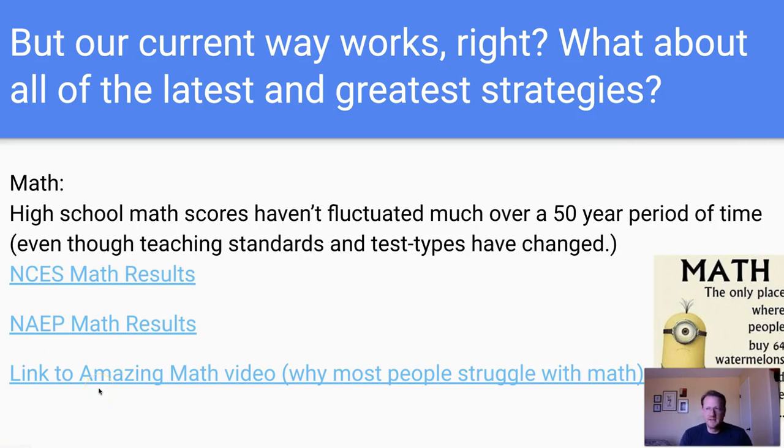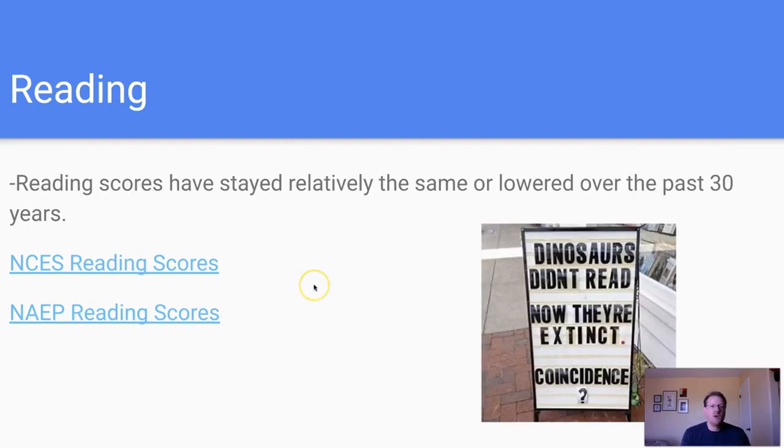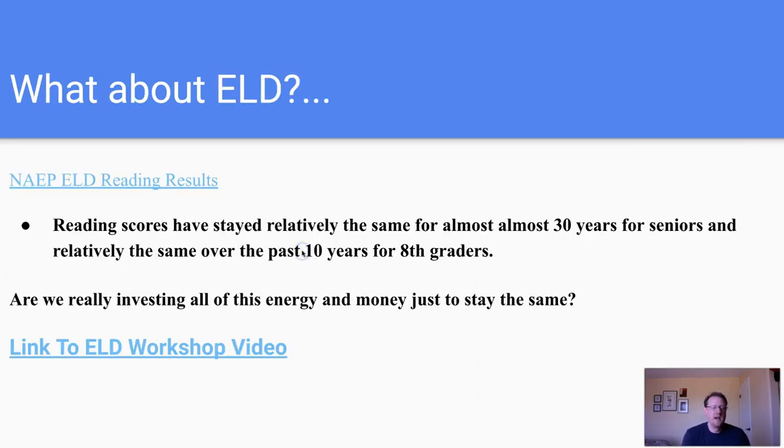And our math teachers are amazing. They're doing everything they can. But there's a little science behind why math scores haven't fluctuated that much. There's a link to that video right there. You can watch that. Reading scores, same thing. Over the past 30 years, our reading scores have stayed relatively the same, or if not lowered a little bit. So there's some links there. And ELD. I mentioned in my ELD video, if you haven't seen that, there's a link to it right there.